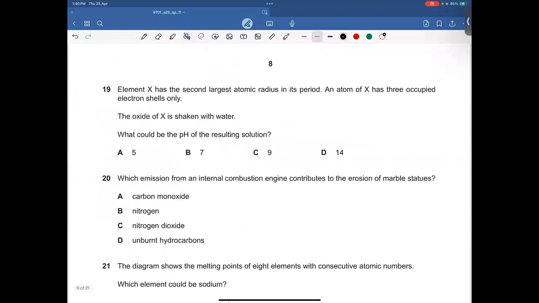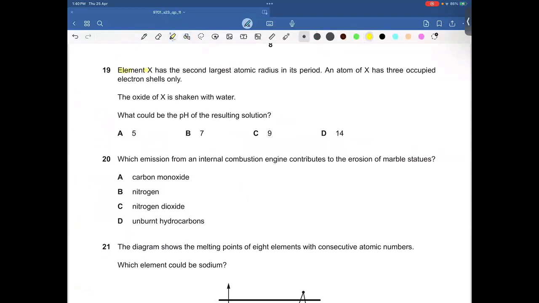Question number 18. Element X has the second largest atomic radius in its period, and an atom of X has 3 occupied electron shells only. So if 3 occupied shells, then it means the element belongs to period 3 of the periodic table, as it has 3 occupied shells.